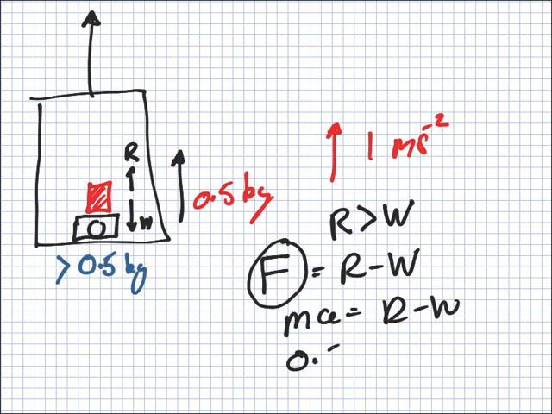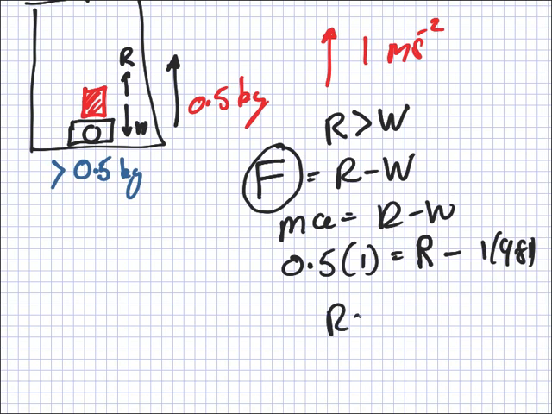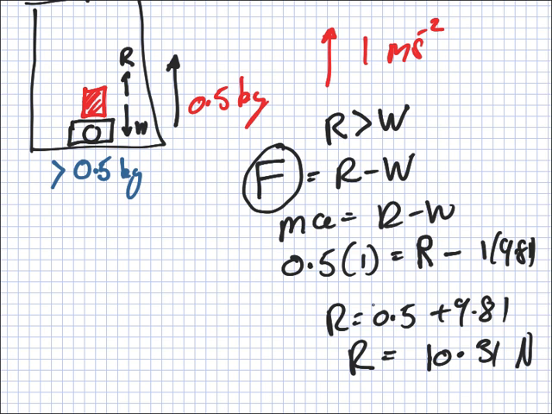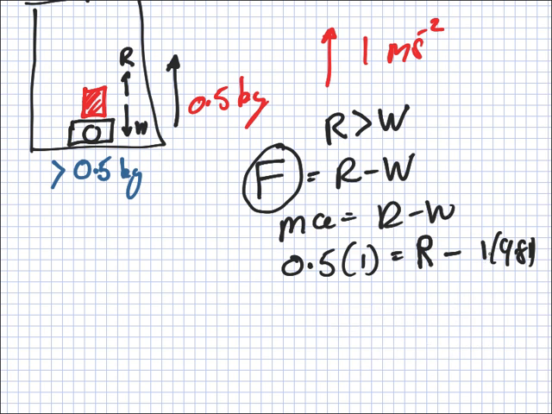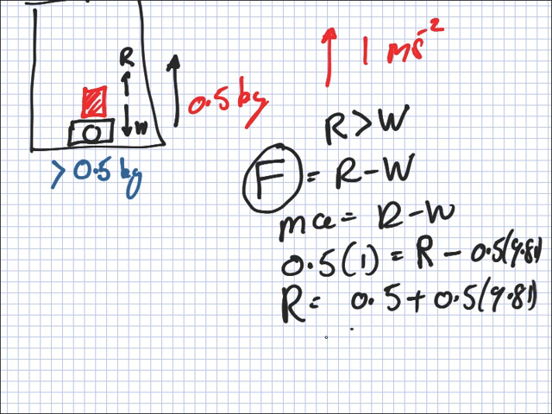Now, we know the M, it's 0.5, and we know the A. We don't know the R, but we know the W. The W is MG. So what's the R? R is 0.5 plus 9.81, which is 10.31 newtons. Oh, why is M 1? Thank you. The M is not 1, it's 0.5. I was thinking the A is 1. So the R is 0.5 plus 0.5 times 9.81, which is 5.41 newtons.